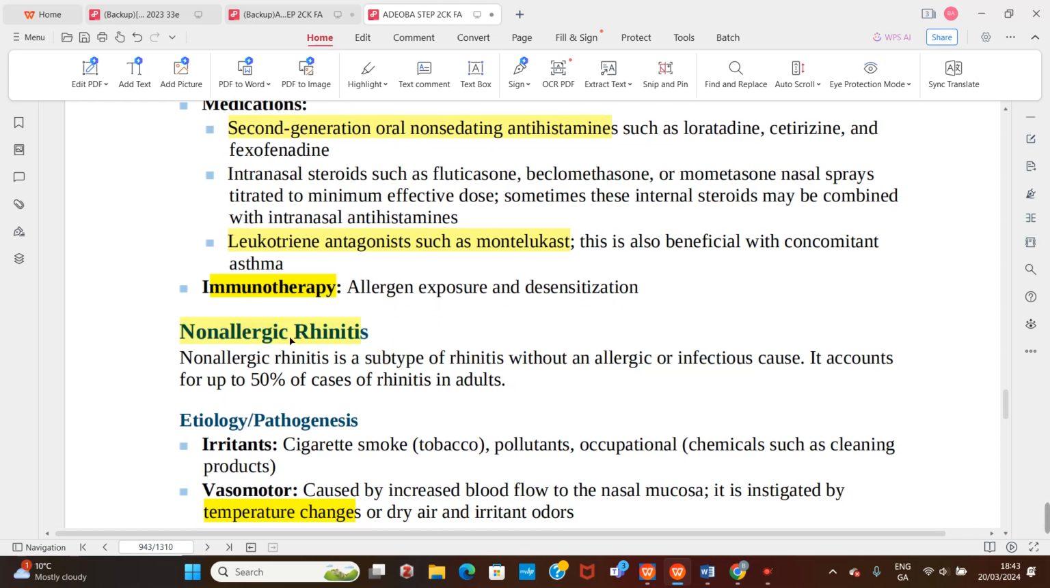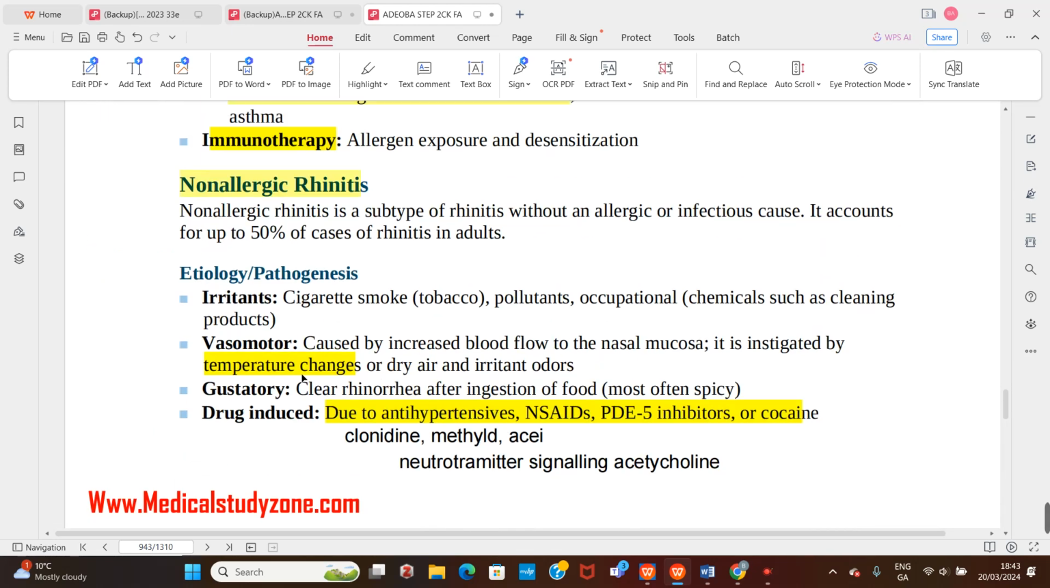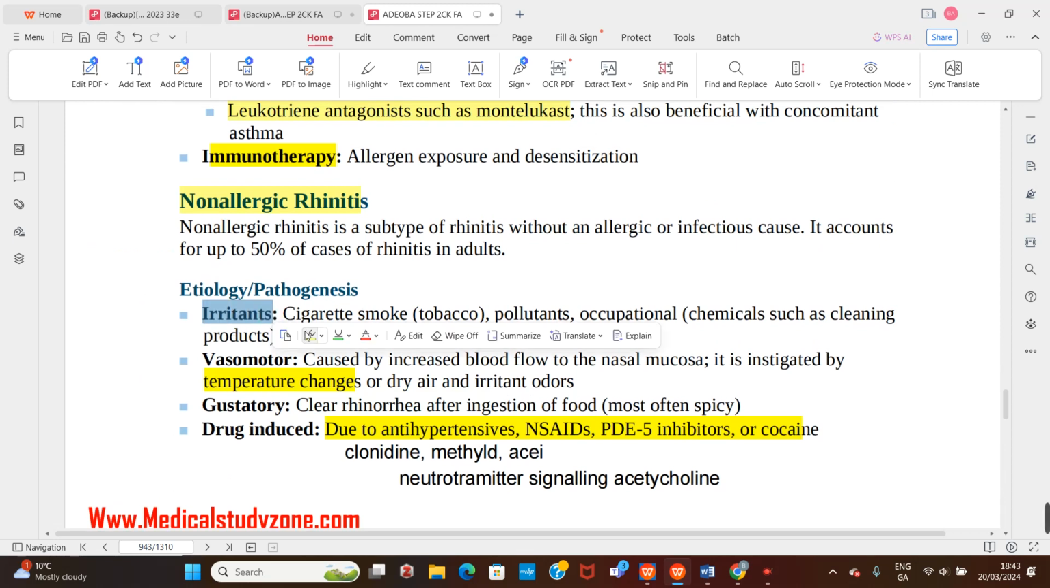Moving on to non-allergic rhinitis. So this just means that it is not due to an allergy or infectious cause. There are so many things that can cause it, ranging from irritants. Just like we have irritant contact dermatitis and allergic contact dermatitis, we also have irritant rhinitis. People getting exposed to some irritants like chemicals, smoke, especially cigarettes, car exhaust, pollutants from industries, occupational chemicals and products. All those things can irritate the nasal mucosa, leading to rhinitis.